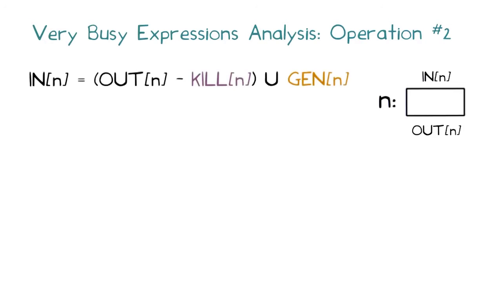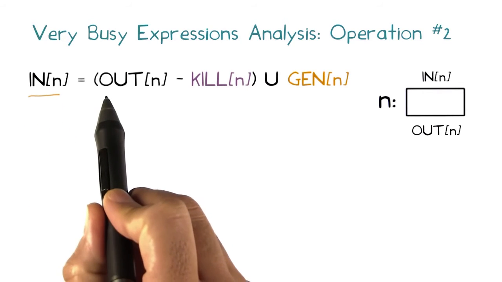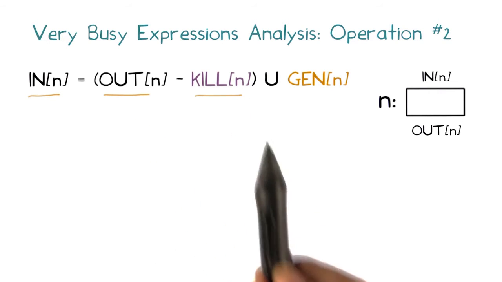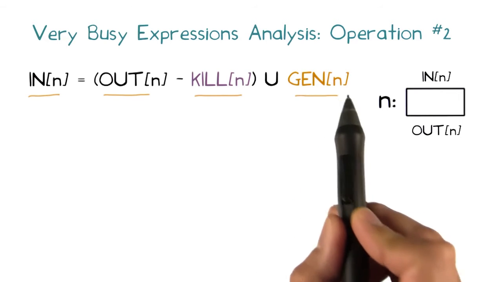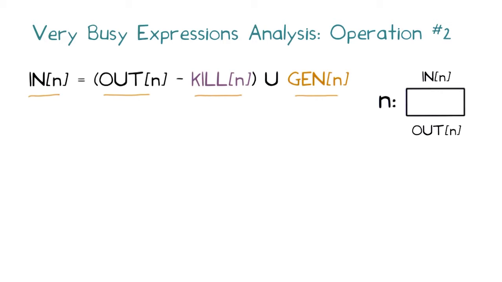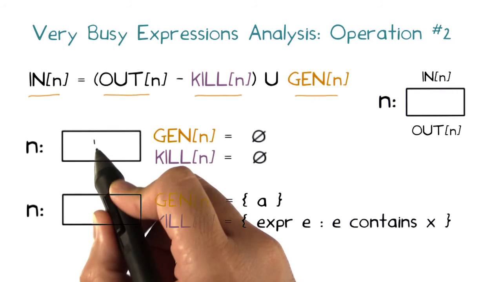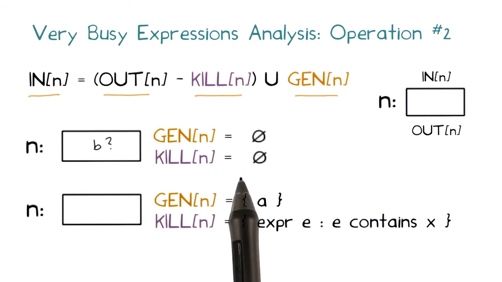The general form of this operation states that the set of very busy expressions at the entry of node n is equal to the set of expressions at the exit of node n minus any expressions using variables that are modified by node n, unioned with any new expressions that are used by node n. Like before, we call these sets of expressions the kill set and the gen set. If the statement at node n is a condition statement, then the kill set and the gen set are empty, since nothing is modified nor generated by this node.